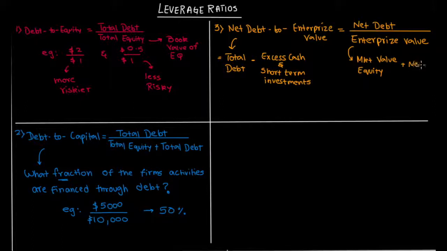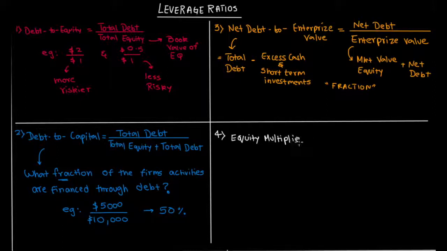If you see a similarity, the net debt is in the numerator and the denominator, just similar to the second ratio where we had total debt in the numerator and denominator. So this is also telling us what fraction of the firm's activities are financed through net debt, but the main difference is that we are using the market value of equity.